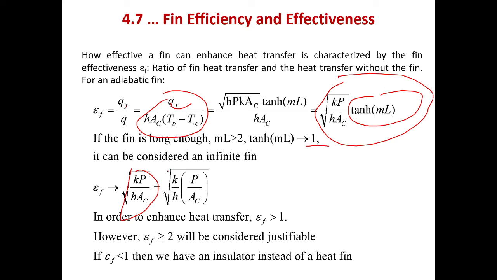So we can write that equation again in that form, that is root of k by h times P by Ac. In order to enhance heat transfer, fin effectiveness must be greater than 1. If fin effectiveness is greater than 1, then we can say that it is a good heat transfer fin. However, epsilon f greater than or equal to 2 will be considered justifiable. If epsilon f, the fin effectiveness, is less than 1, then we have an insulator instead of a heat fin.